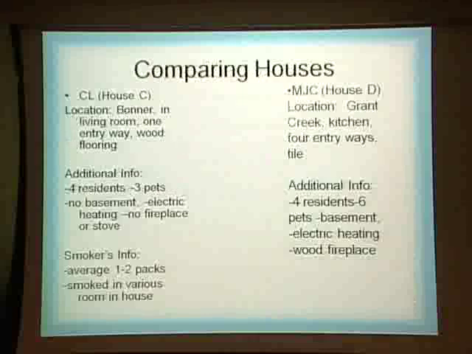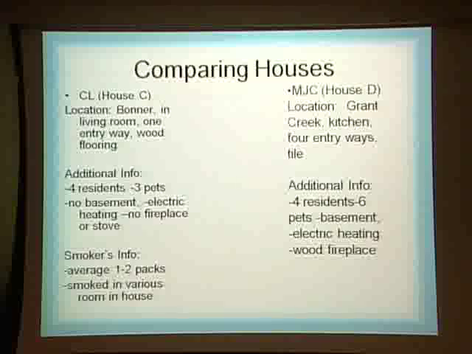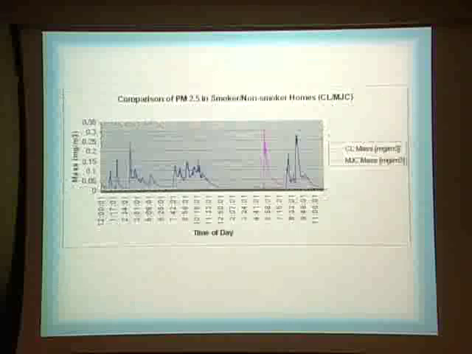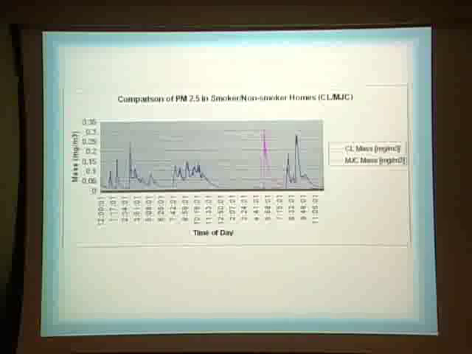The next 2 houses that we compared were a house in Bonner and one at Grant Creek. They had the same number of residents, but different numbers of pets. And as you can see, the smoker's house, which is the blue line, is noticeably higher than the non-smoker's house. And the peak, right in the middle there, is probably from cooking dinner, because that's when they began cooking dinner.